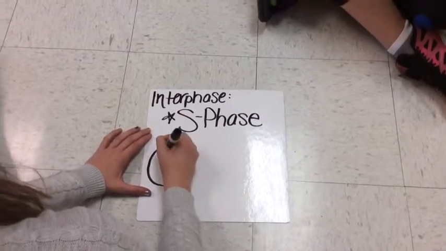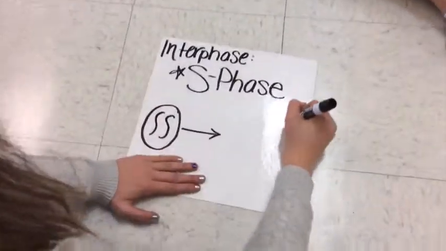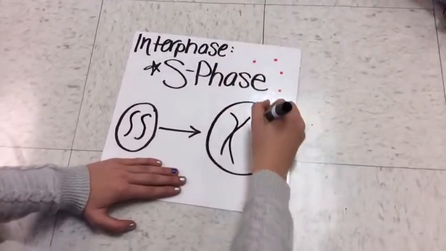In interphase of mitosis, the S phase is the most important. The S phase is most important because that is where the DNA is replicated.